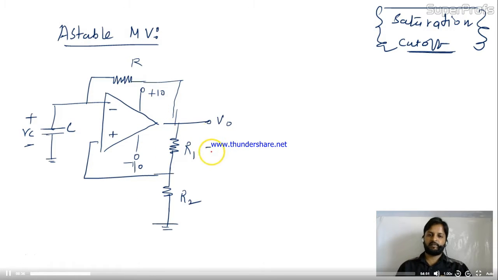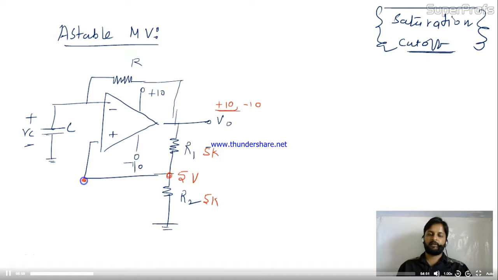Plus 10, minus 10. So let's assume this is 5K. This is also 5K. And here the conditions are either plus 10 or minus 10. Okay, now how does it work? See, here we introduce the capacitance instead of simple V in. Let's take the output as plus 10. If this is plus 10, then this is 5 volt.